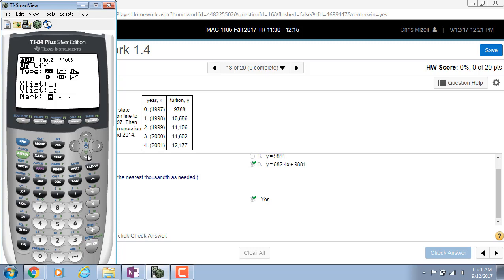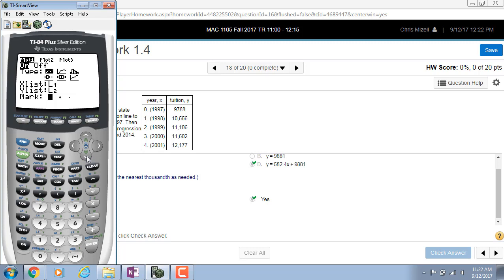And there are half a dozen stat plots to choose from: line graph, frequency histogram, a couple of box and whisker plots. I'm just going to leave it on the first one, the scatter diagram, and we just want it to plot 5 points. That's all I want it to do, so I'm going to leave it on that. My x coordinates are in the L1 list, so that's good. The y coordinates are in the L2 list, so that's good.